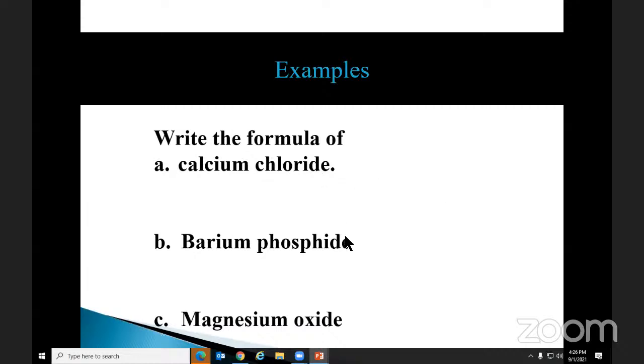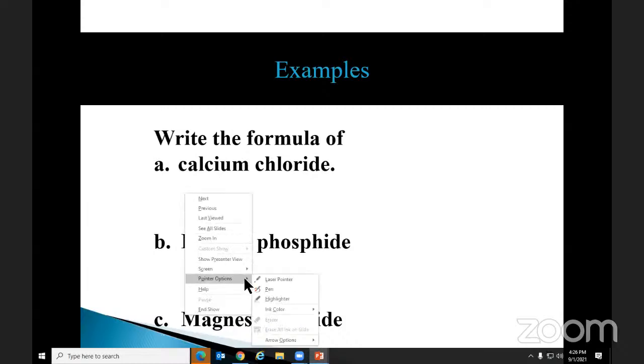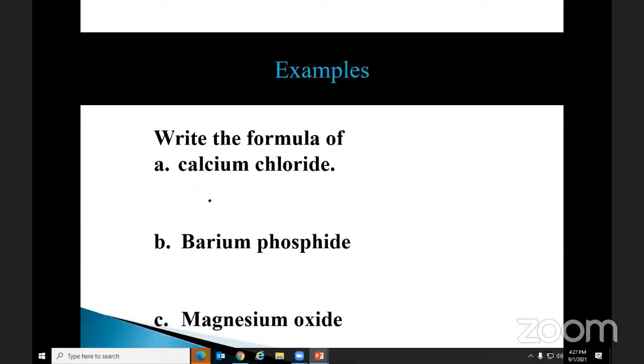In this particular example, you're given the names of these 3 compounds. So the way you do this, in the case of the first example, you're given calcium, okay, it's not writing.